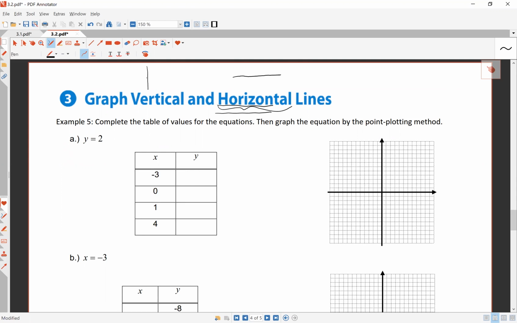Graphing vertical and horizontal lines. If we have an equation like y equals 2 or x equals -3, they both are saying that one of the values is fixed, doesn't change. Letter A says y is always equal to 2. No matter what the x value is, -3, 0, 1, 4, 13, 22, no matter what that x value is, the y value will always be 2.